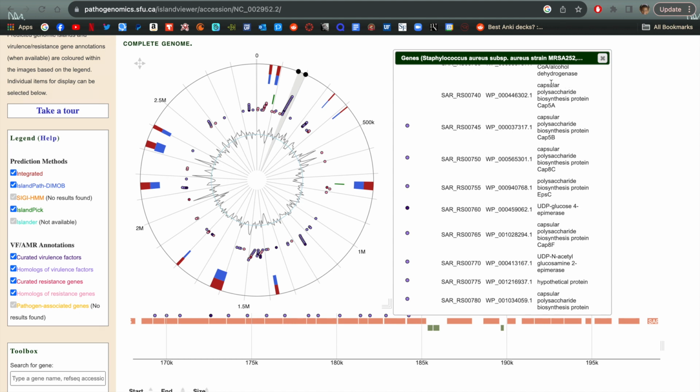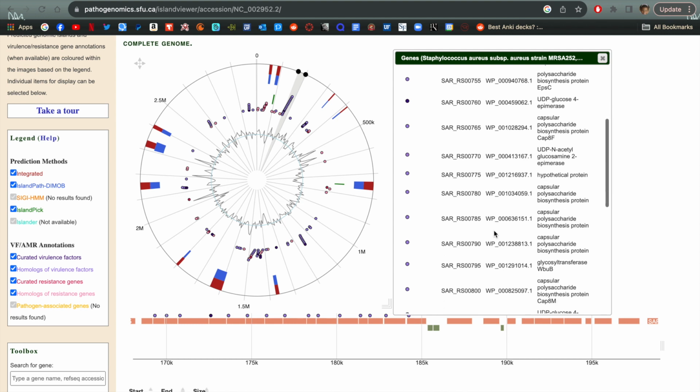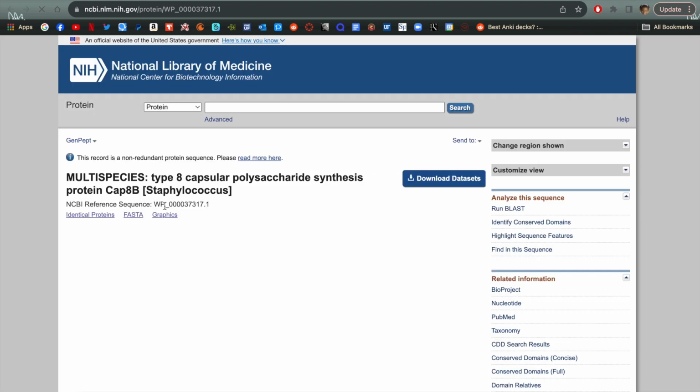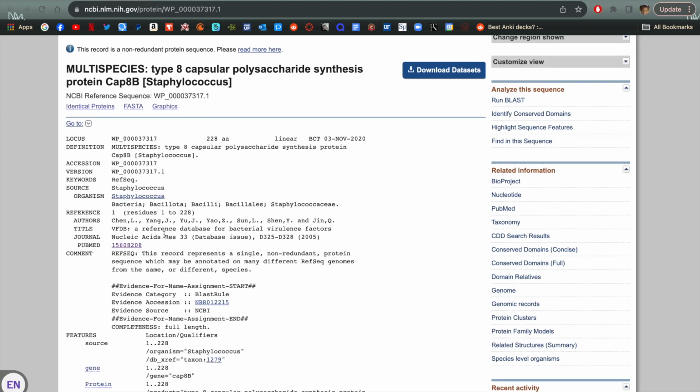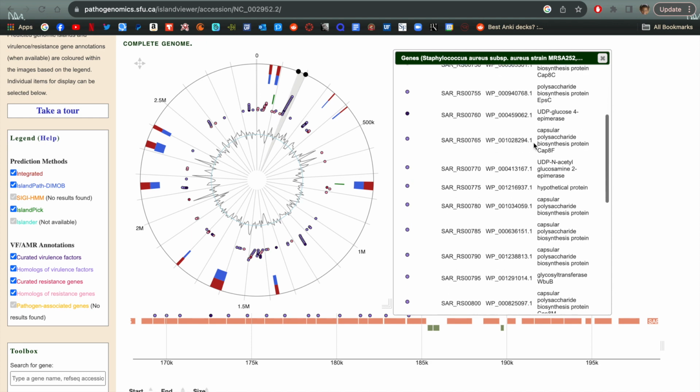that capsular polysaccharide proteins are virulence factors, and they have a mechanism that allows the bacteria or pathogen to be more pathogenic. I'm not going to go too much in depth on those, but if you click on them, they'll take you to the NCBI page, and you can see that they even marked it with the database where they found the bacterial virulence factor and more information about that gene. So you could assume this is an area, maybe a pathogenicity island, given the vast amount of virulence factors.